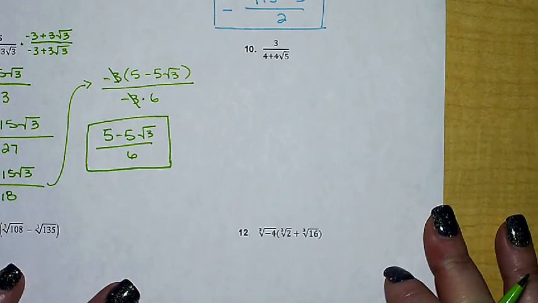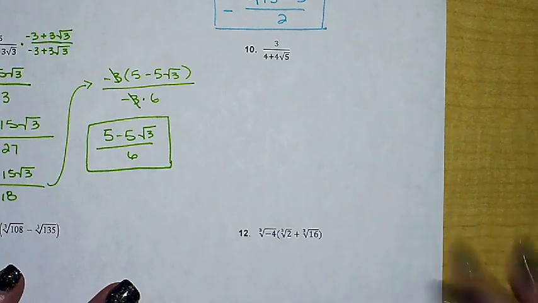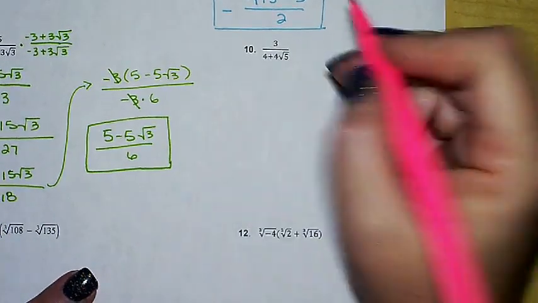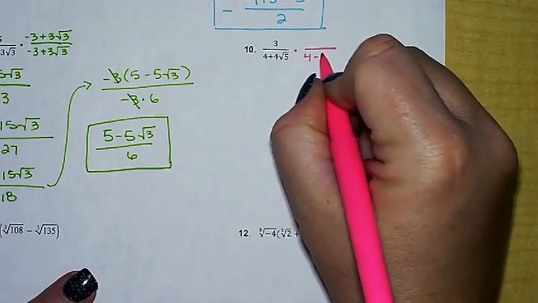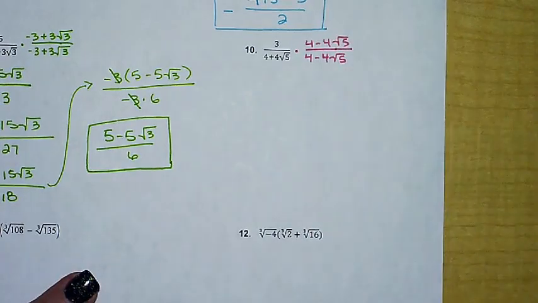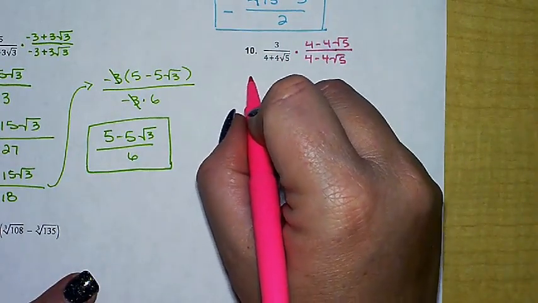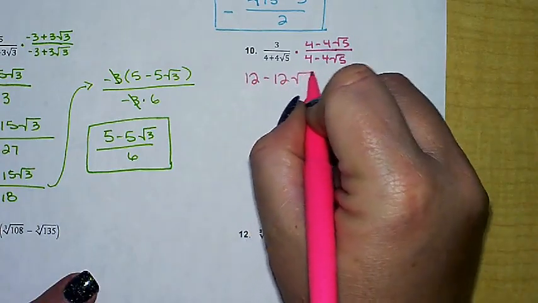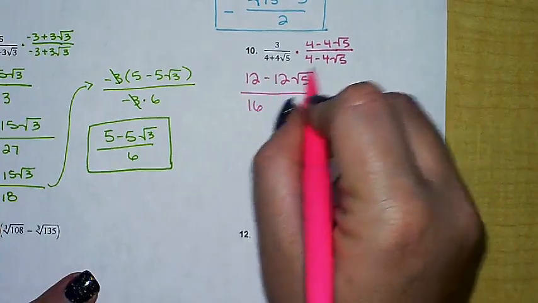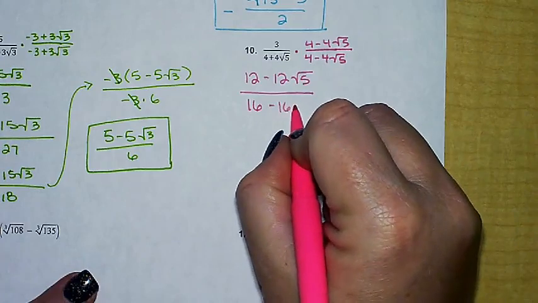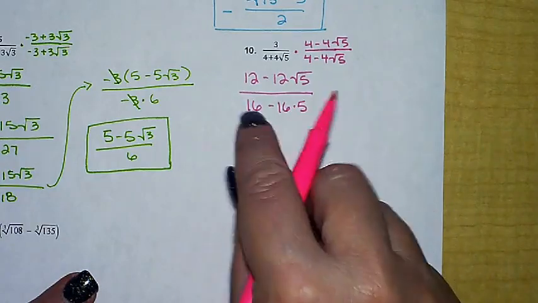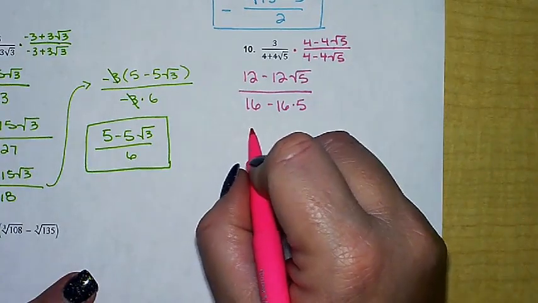Number 10, again, is going to look a lot like number 9, I should say. We have a sum, so for our conjugate, we need to find the difference. I'm going to multiply the top. That gives me a 12 minus a 12 times the square root of 5. Then I'm going to square my first term minus the square of my second term. And I can't do anything up here, but I can finish out this right here.